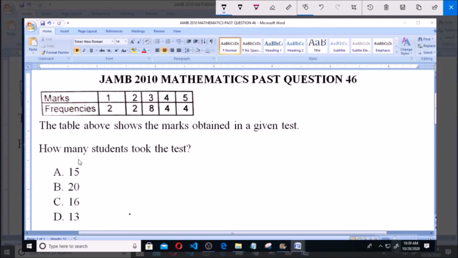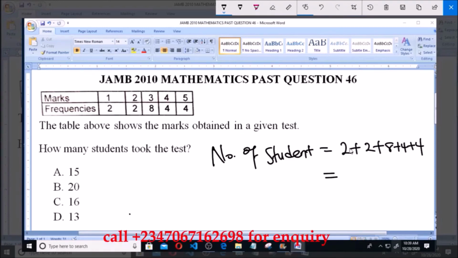Now the question is, how many students took the test? To determine the number of students that took the test, we simply add the frequencies together. That will be equal to 2 plus 2 plus 8 plus 4 plus 4. 2 plus 2 gives us 4, 4 plus 8 gives us 12, 12 plus 4 gives us 16, and 16 plus 4 gives us 20.